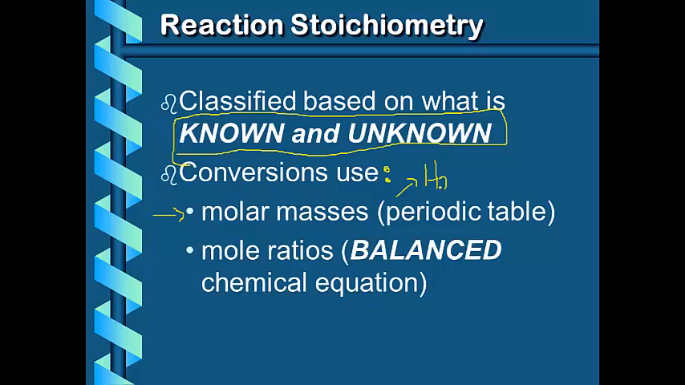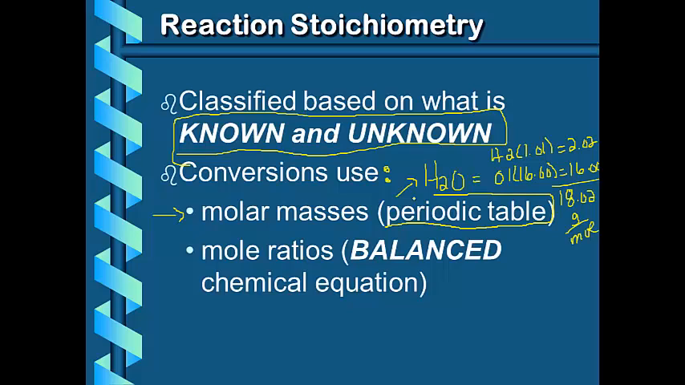For example, if we had water, if you go to the periodic table, hydrogen's molar mass is 1.01. There's two of them to get me to 2.02. Oxygen, there's one of them. Oxygen's is 16.00. So we end up with 18.02 grams per mole, and that's how we find molar masses. Same way we've been doing that for a long time. If you need to go back and rewatch some of those videos, feel free to do that.